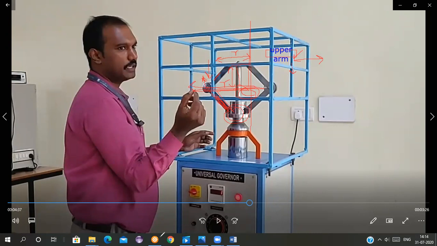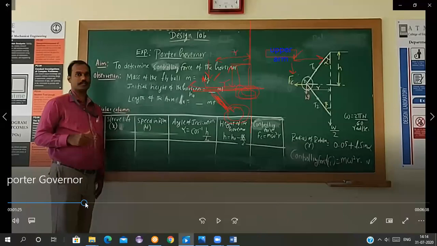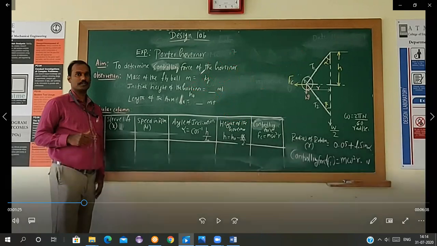So see here now, what we have to do. This is the observation table. We should know the mass of the fly ball. It is given in the specifications, or we can measure it with the help of a weight measuring machine also.